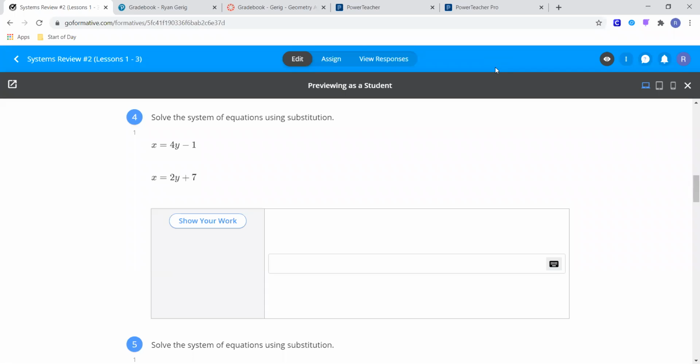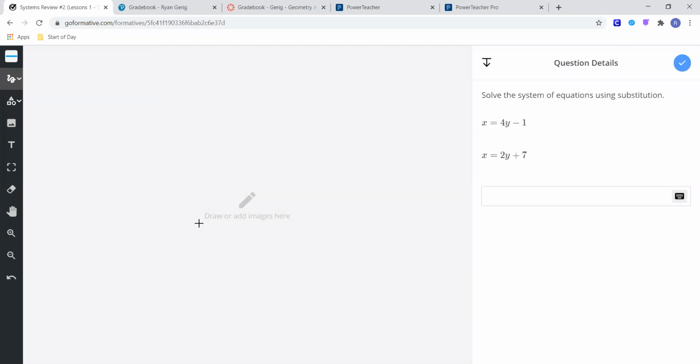Okay, on to substitution. With substitution, the first thing you want to do is get a variable by itself. Well, in this case, we've already got two variables by themselves. That's more than we need. So I can go ahead and get started. I've got x by itself here.